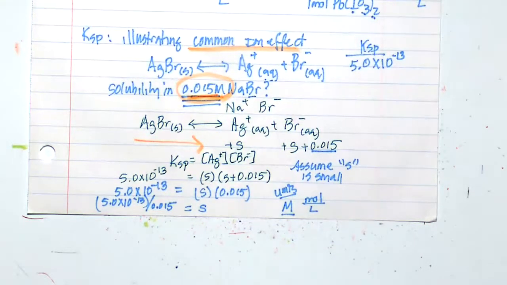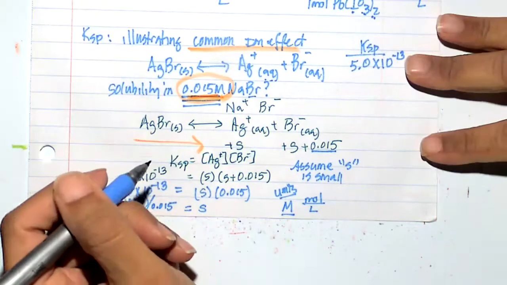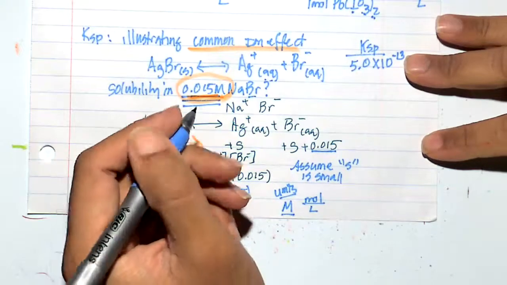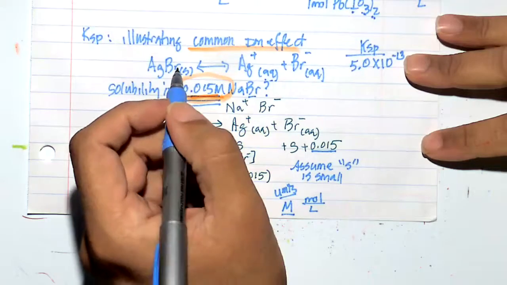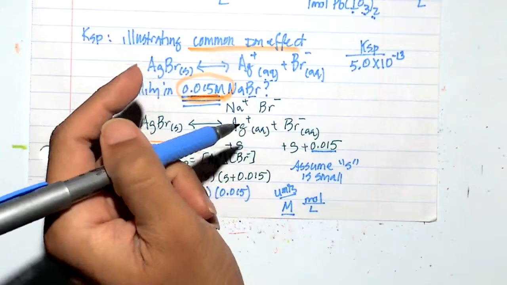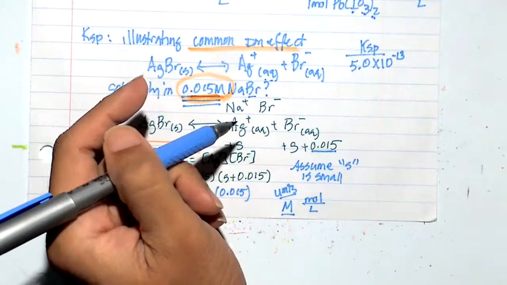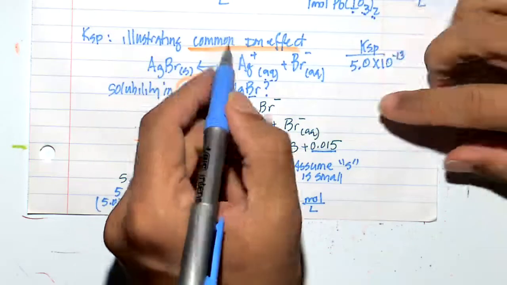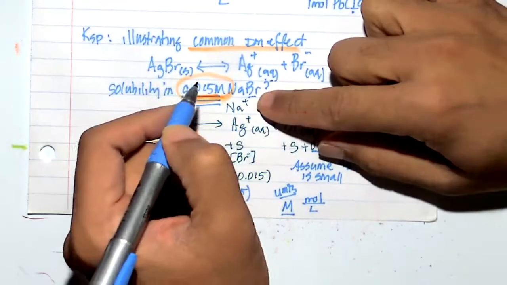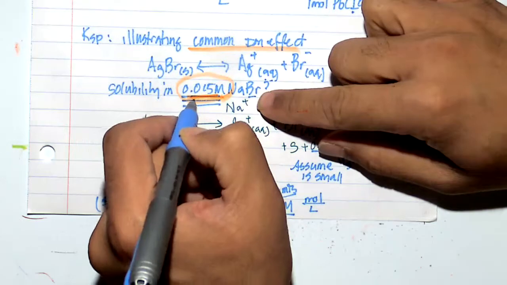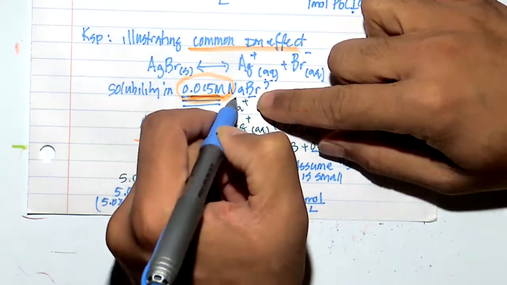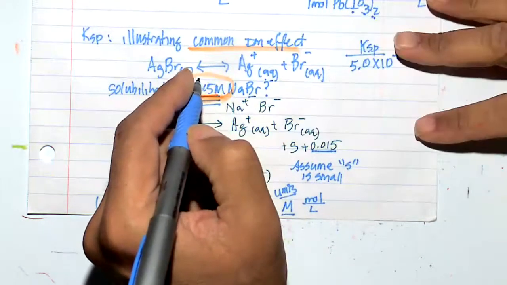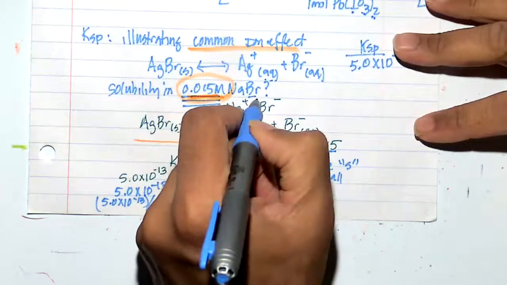Common ion effect. So here we're having it, and it's not in water now. It's in sodium bromide. So what you have in your solution, you have Ag plus, you have Br minus, and you have the Br minus from the 0.015 molar Br minus. So you have more Br minus. You add the common ion, right?